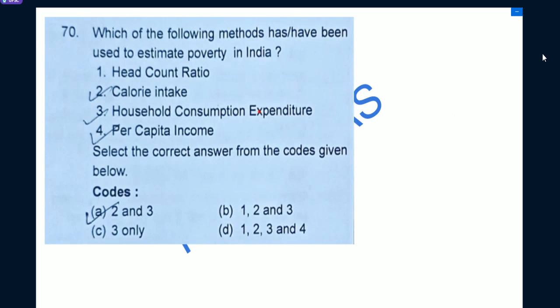Next question. Which of the following methods has been used to estimate poverty in India? So it is calorie intake and household consumption expenditure as per the Tendulkar committee report, Alag committee reports. So B, 2 and 3. So A is the correct answer for this question.